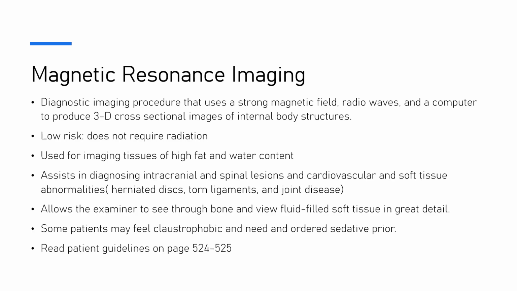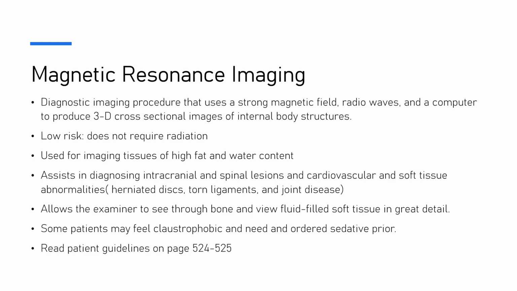Our next part here is magnetic resonance imaging, MRI. This is a diagnostic imaging procedure that uses a strong magnetic field, radio waves, and a computer to produce 3D cross-sectional images of internal body structures. It's low risk, and it once again does not require radiation. It's used for imaging tissues of high fat and water content.